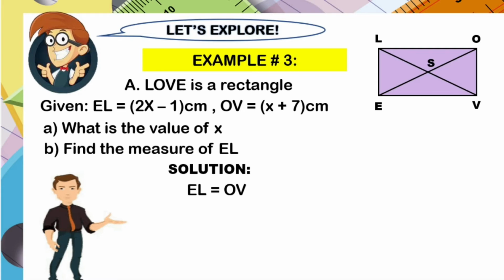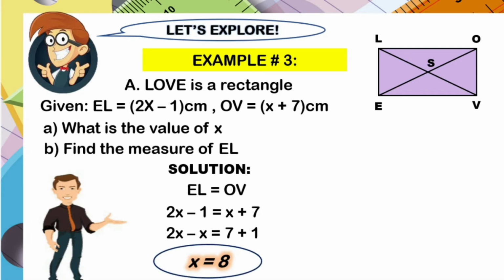Substituting the value of side EL and the value of side OB, we have 2x minus 1 is equal to x plus 7. To simplify the equation, we use the addition property of equality, adding negative x and 1 to both sides of the equation. Thus, we have x is equal to 8.